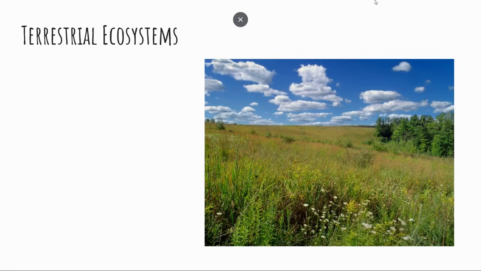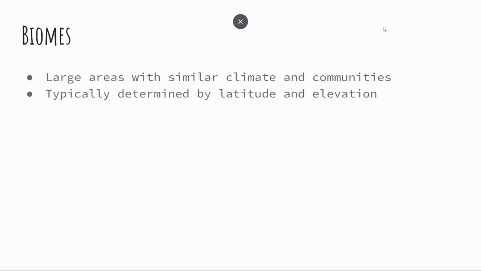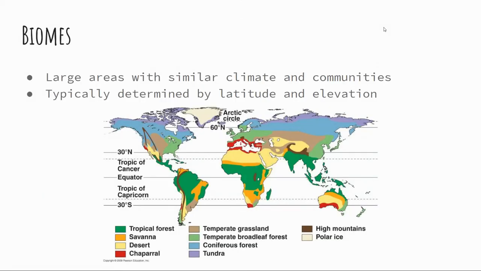So a few terrestrial ecosystems to kind of round up this section. Okay, biomes. We talked about biomes in the last section, 9.1. These are going to be very large areas across latitudinal lines that have similar climate and communities or organisms that inhabit them.